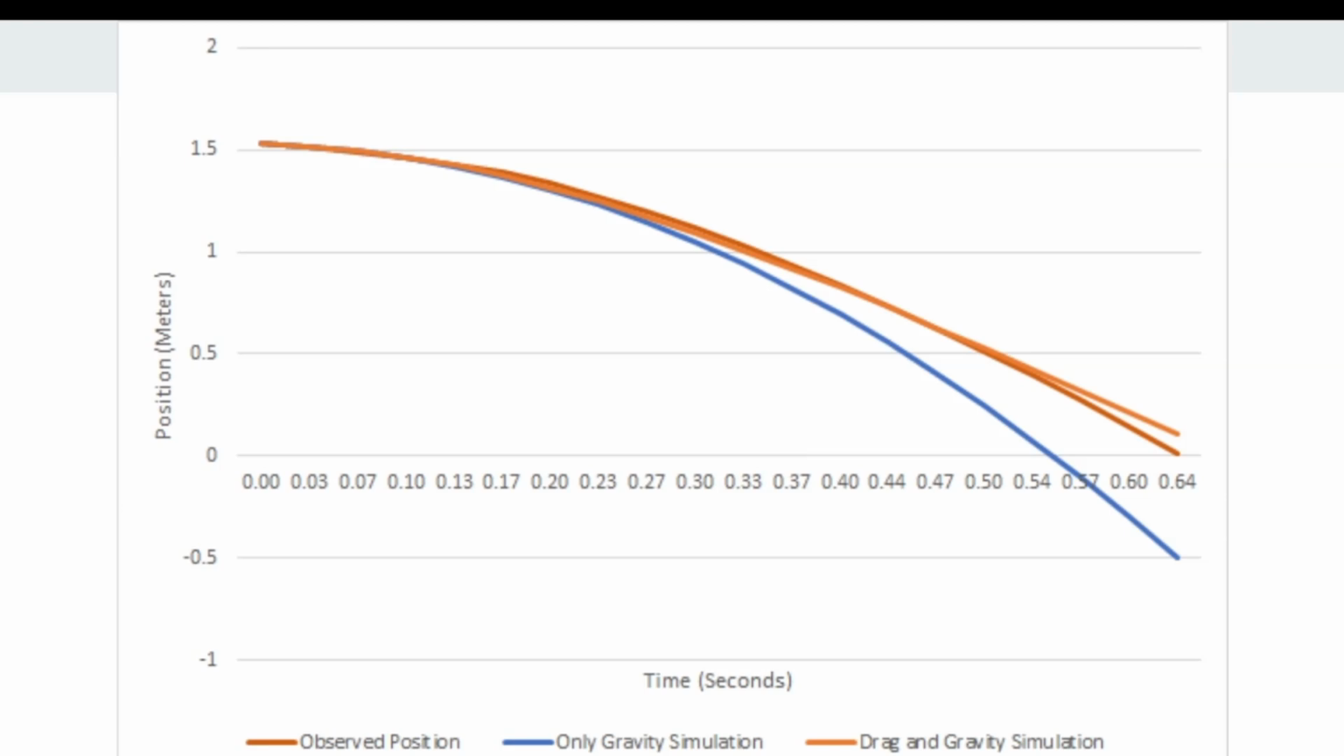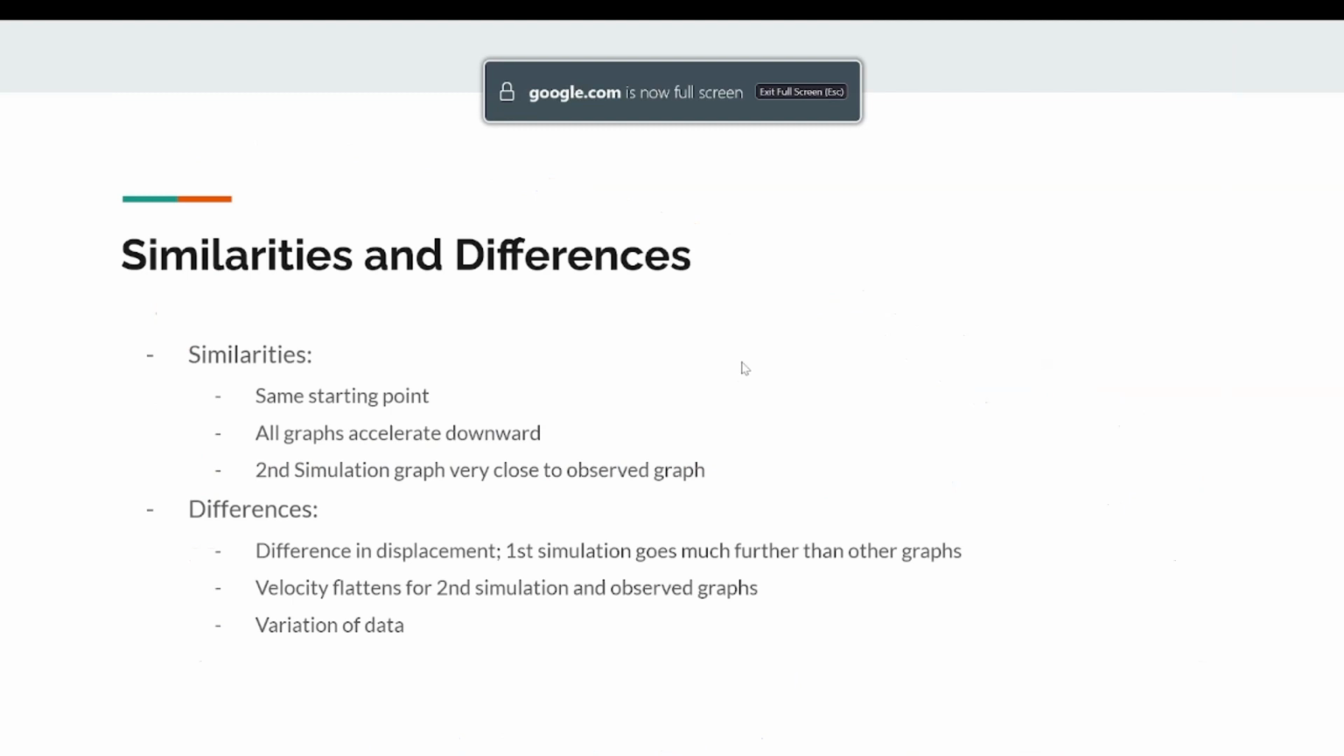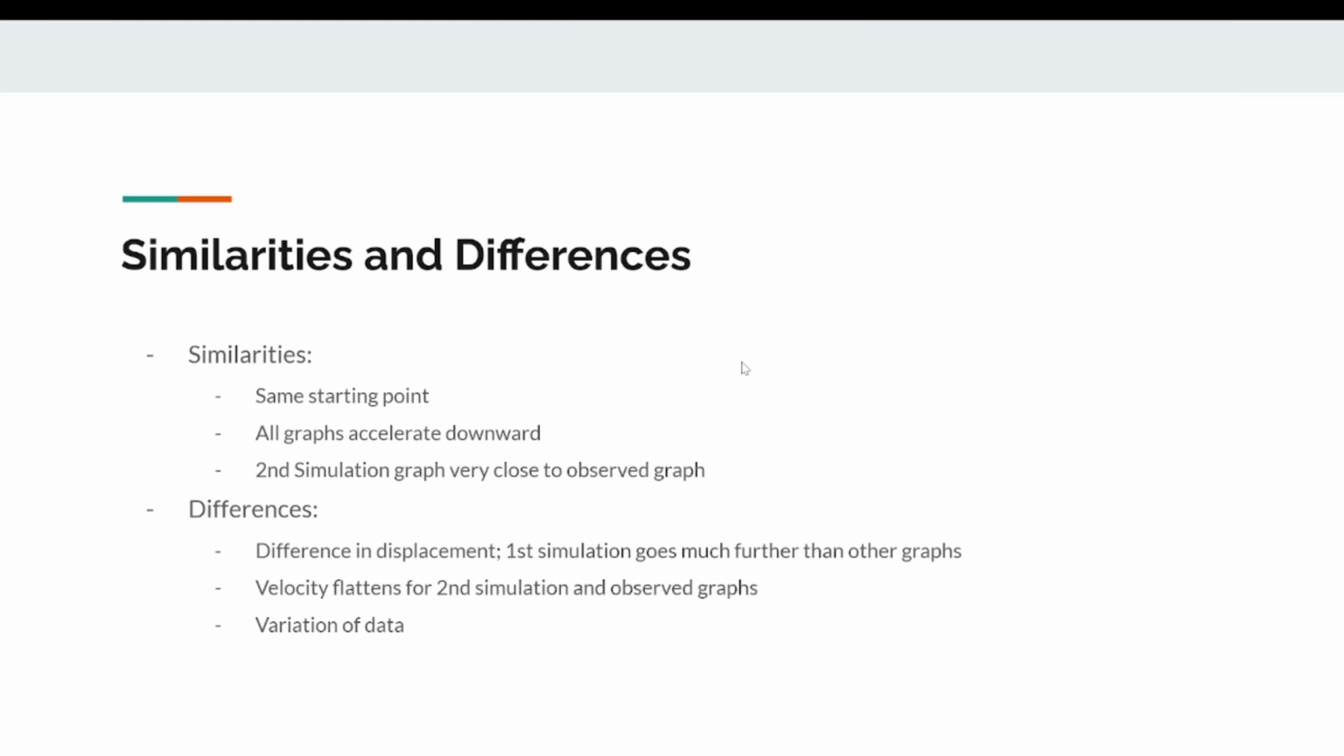So here you can see the tracked position and the drag and gravity simulation are pretty similar, while the gravity-only simulation went much further. We see some similarities in that they have the same starting point and they all accelerated downward, and the second simulation graph is very close to the observed one. However, the difference in displacement is a major difference because the first simulation goes much further than the other graphs due to drag not being taken into account, and velocity flattens for the second simulation and the observed graph. There's also a lot more variation of data in the observed graph due to human error.